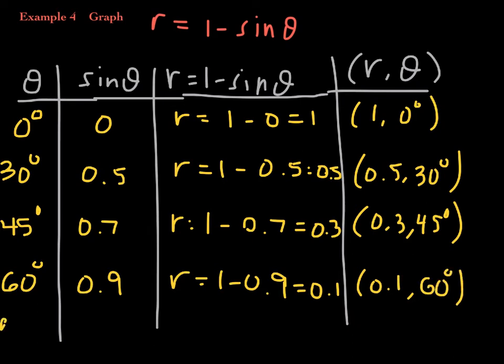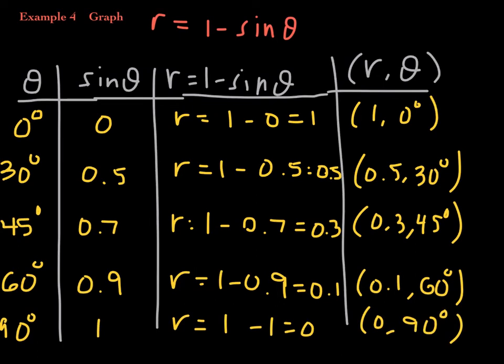Let's go for 90 degrees. So sine of 90 degrees is 1. r is equal to 1 minus 1, which is 0. So then this ordered pair is 0 comma 90 degrees. Isn't this great, you guys? Now, I would suggest that you keep on going all the way through 360 degrees, which of course would be a duplicate of this first row here.